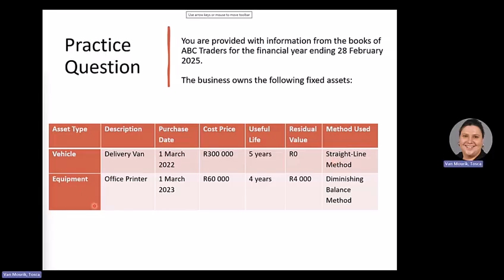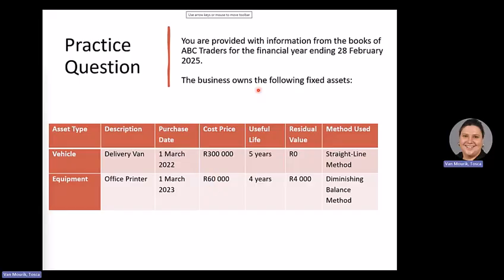We also have equipment, which consists of an office printer. We purchased it on 1 March 2023, so we have already done 1 year of depreciation, and now we have to do the next year of depreciation. Why do I say that? If you look at when it was purchased and what is our financial year end, the date when we purchased it was on 1 March, which is the beginning of the financial year. So it's from 1 March 2023 till 28 Feb 2024. So that was my first year.